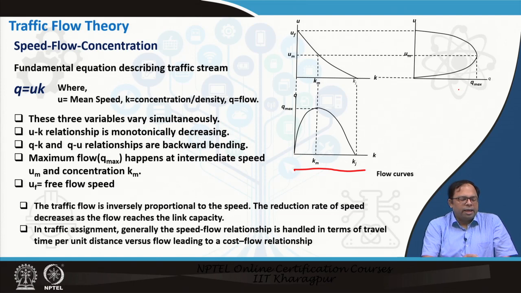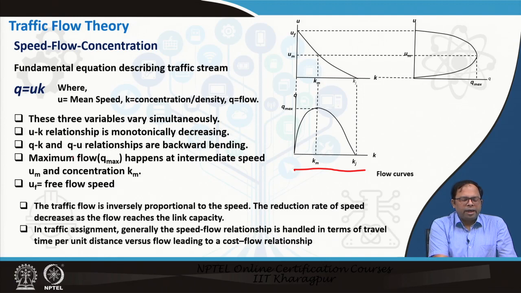We can see that the UK relationship is monotonically decreasing. That means this is U, UF is free flow speed. When there is zero concentration, then speed is maximum, it is free flow speed. Then as concentration increases, the speed comes down. So that means it's a monotonically decreasing function.